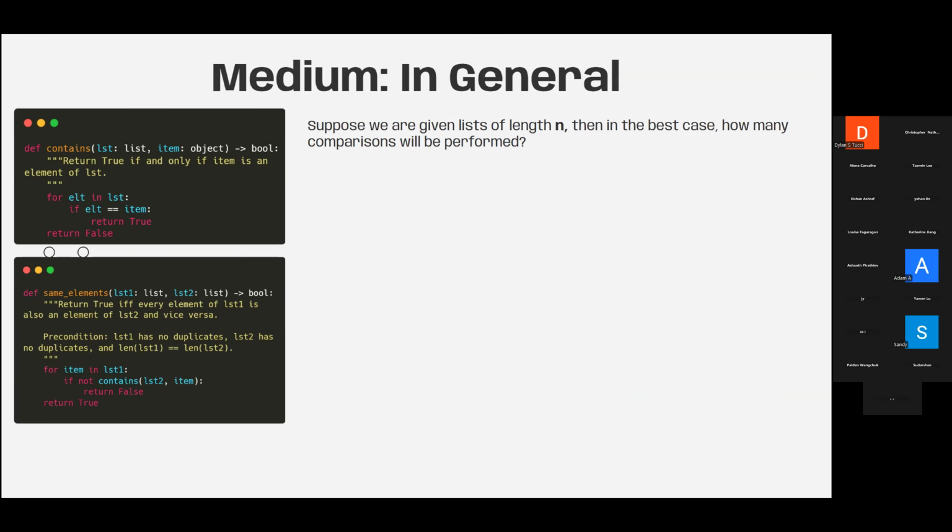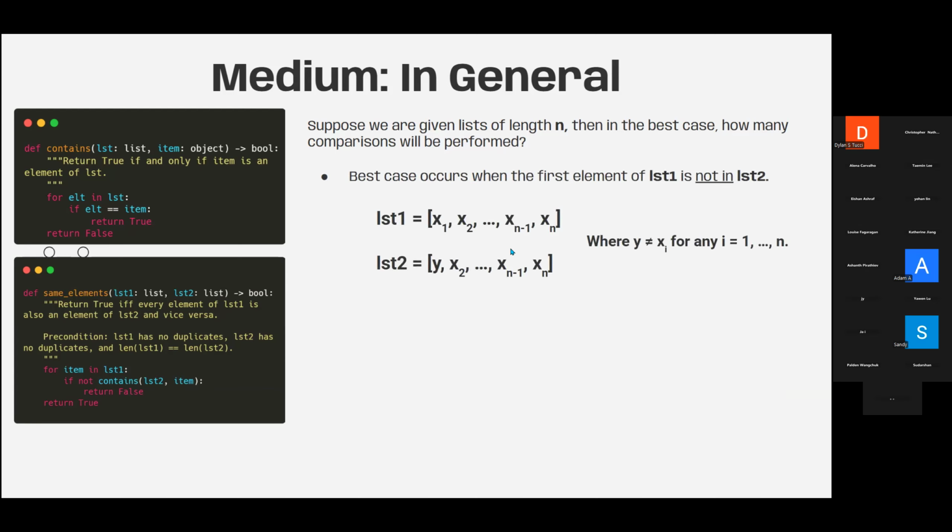Okay, so in general, if we are given 2 lists of length n, then in the best case, how many comparisons will be performed? So like we said, the best case occurs when the first element of list 1 is not in list 2. So if we consider these 2 lists, they're both length n, x1, x2, xn. And notice how x1 does not appear in list 2, because we want the best case. Instead, we just have some y, as you can see.